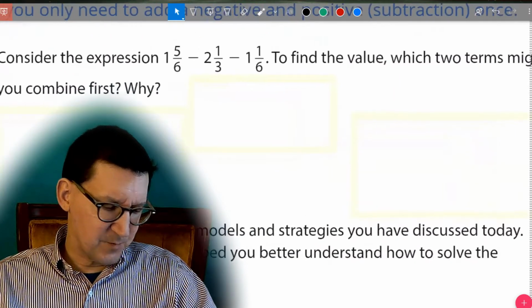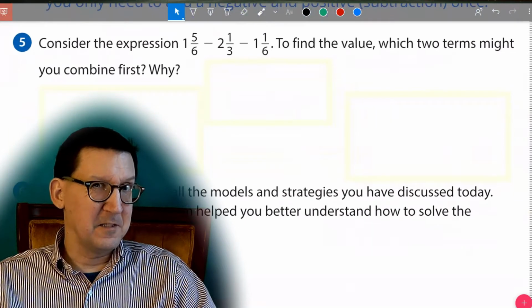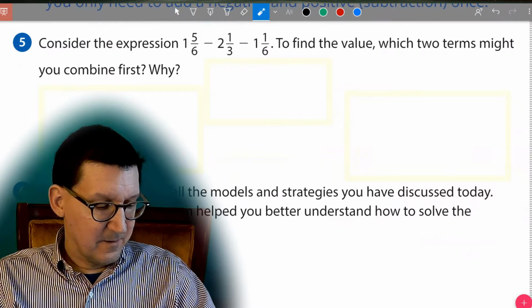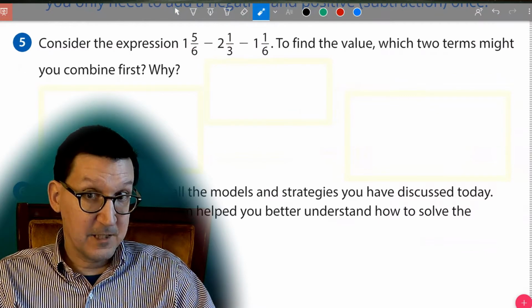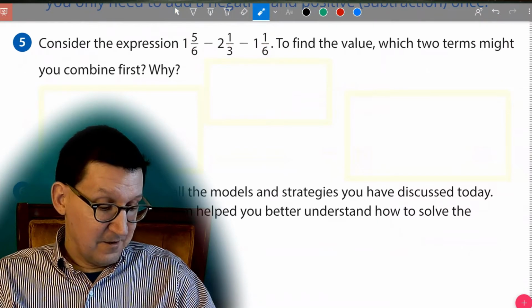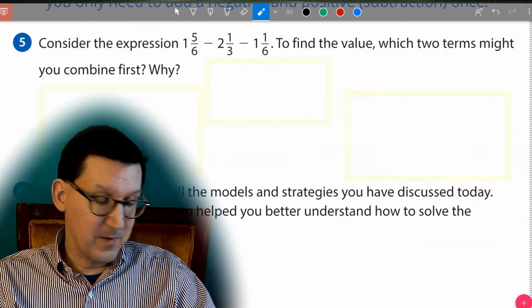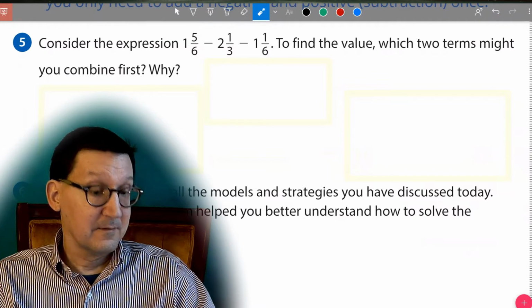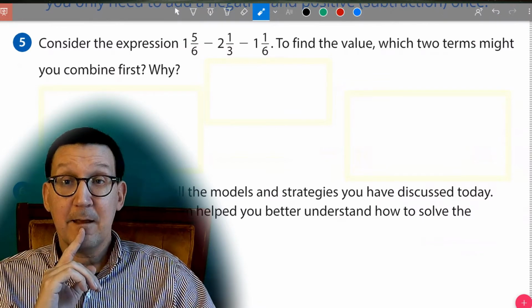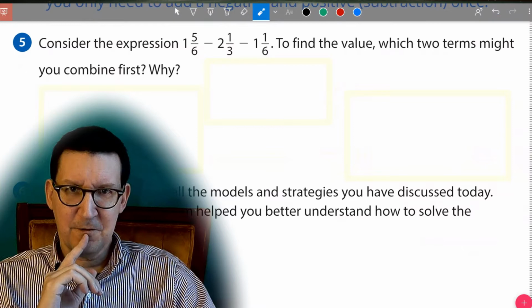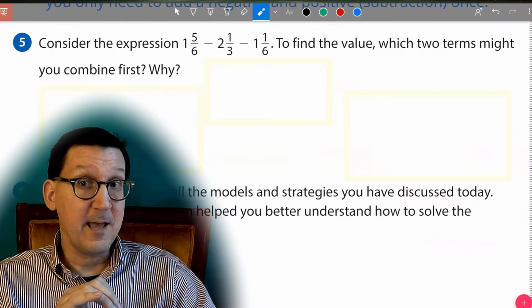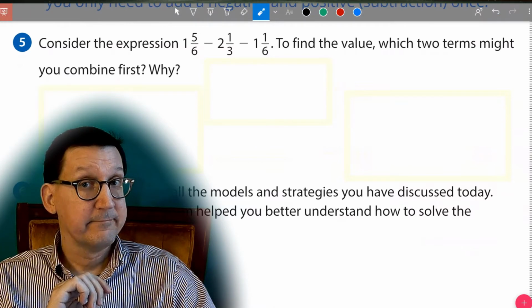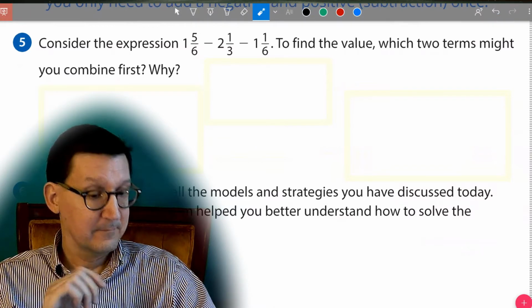So consider the expression. I love it when textbooks say that. Consider the expression 1 5/6 minus 2 1/3 minus 1 1/6. To find the value, which two terms might you combine first, and why? What do you think? There's a couple different ways to do this, and there's not one right way, right? Many paths through the forest. As long as it gets you to where you want to go, do whatever's easiest for you.